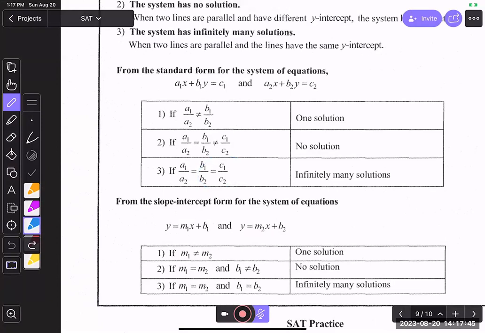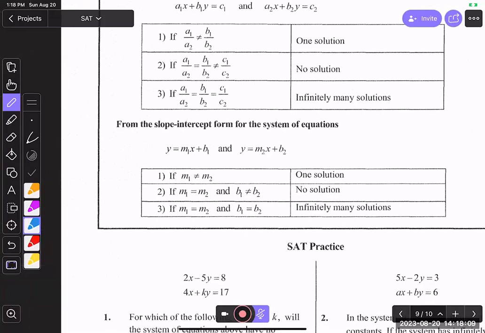the same exact line. If it looks like slope-intercept form instead, this is probably the way a lot of you are going to want to do this, just because you're probably more familiar with slope-intercept form. I don't blame you. Number one, if your slopes are not the same, you have one solution. You will intersect at some point and then never intersect again. Number two, if your slopes are the same but your intercepts are different, you have no solution. It's going to be parallel. And if your slopes are the same and the intercepts are the same, you have infinitely many solutions because it's the exact same line.